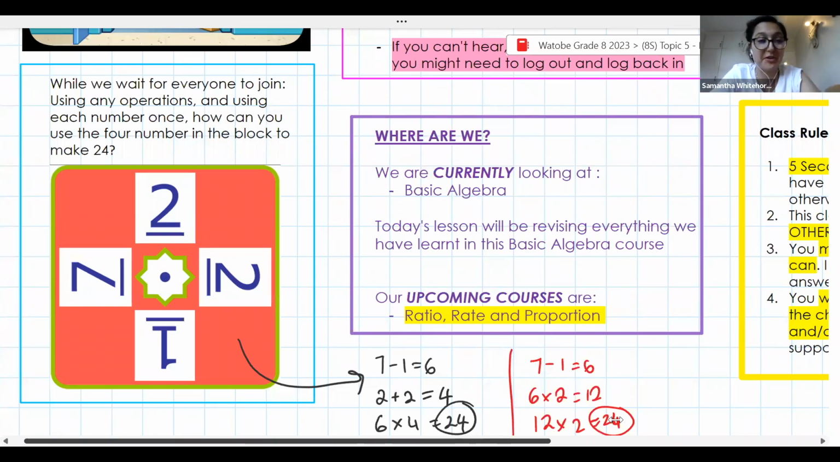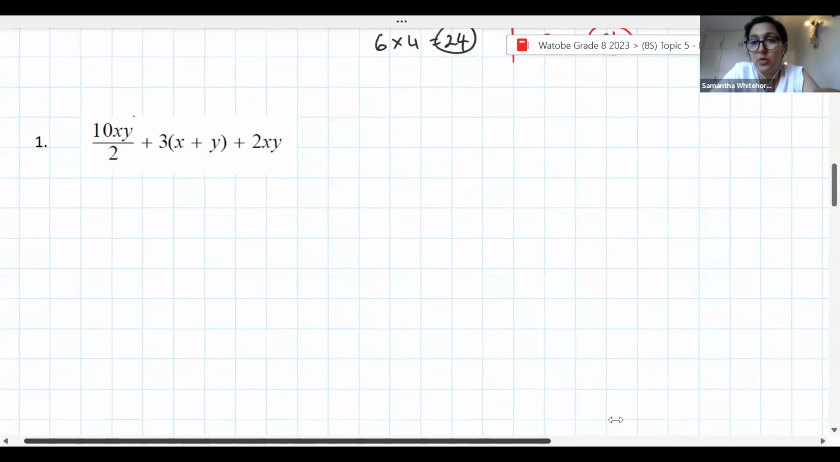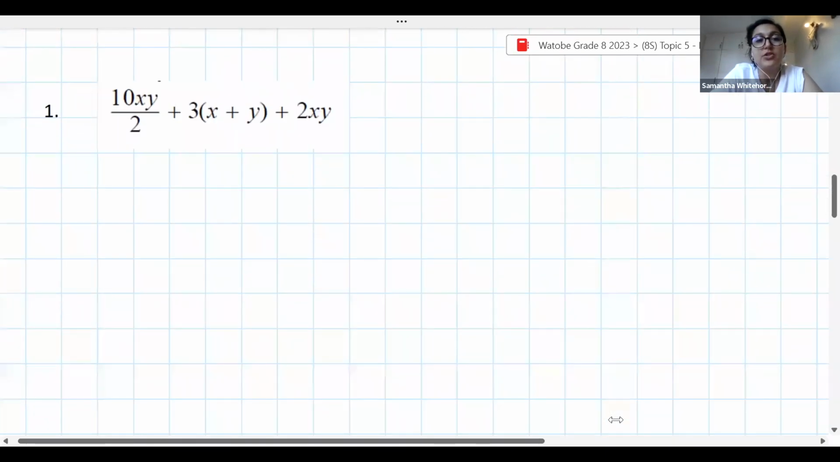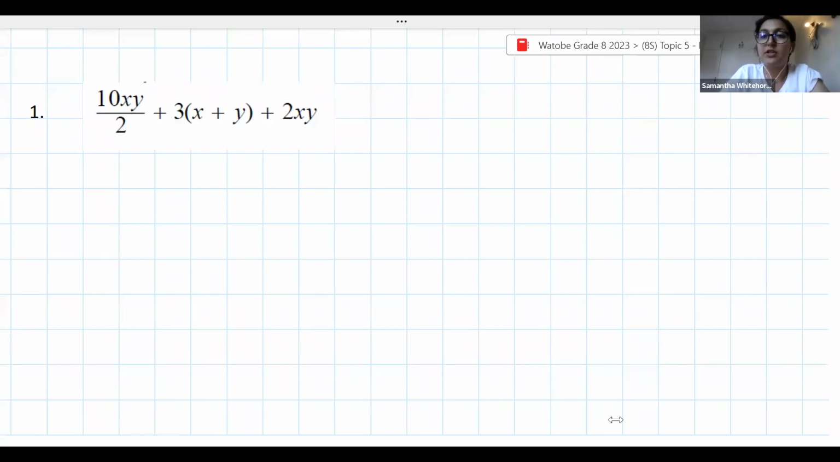Let's get into algebra. Alrighty, so we're going to just recap essentially what we have done so far. And to do that, we're going to start looking at simplifying our algebraic expressions. Now I'm going to do some with you. You're going to do some by yourselves. But let's have a look at this first one together so that we know exactly what it is that we're doing.